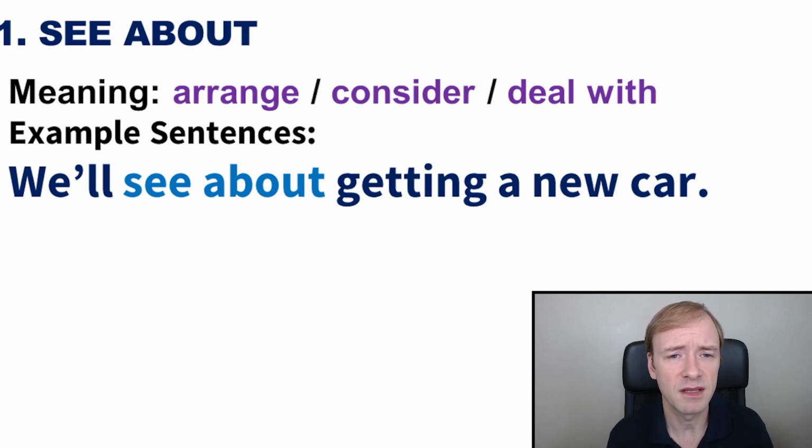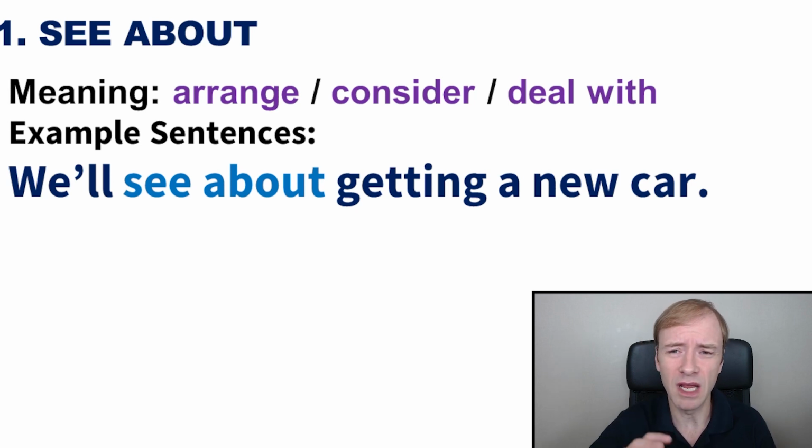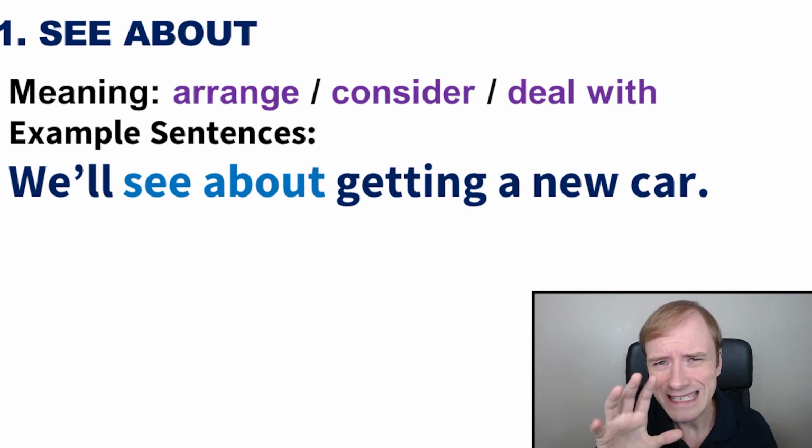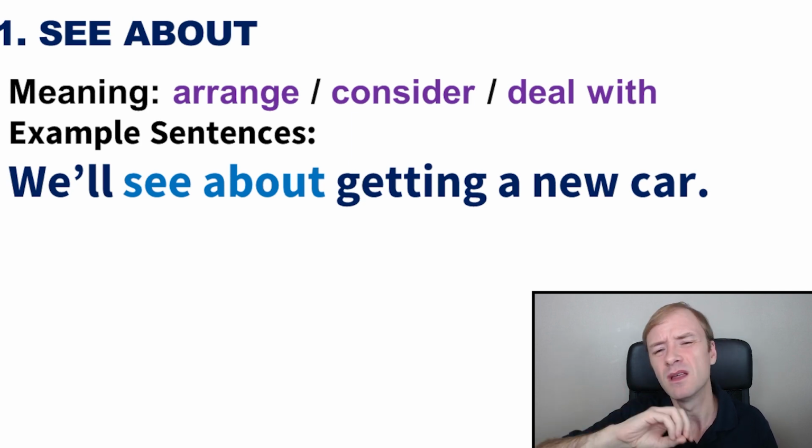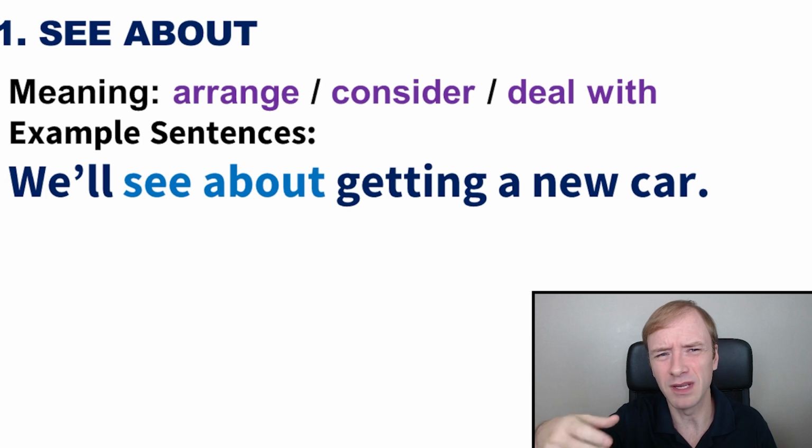The first example sentence says, we'll see about getting a new car. In this case, it could be arrange or deal with, but it's more of a consider, or thinking about, or maybe checking to get a new car. So maybe some family are going to go checking about getting a new car. It doesn't mean they will buy a new car, but they will consider it, okay?